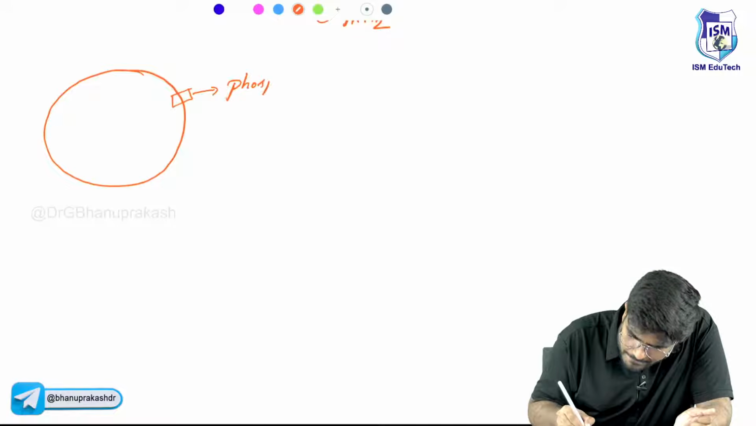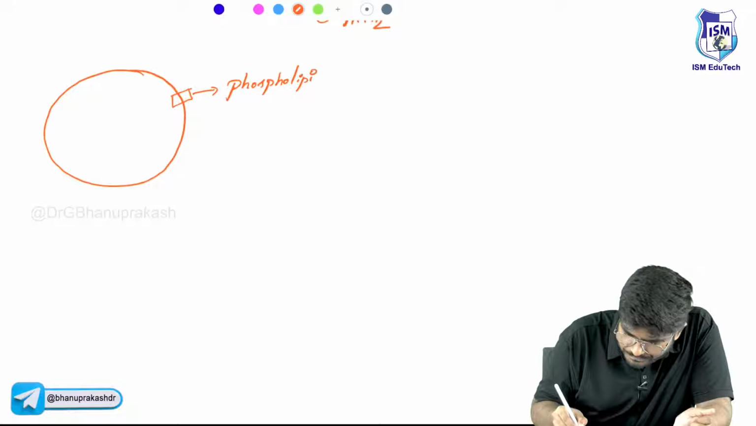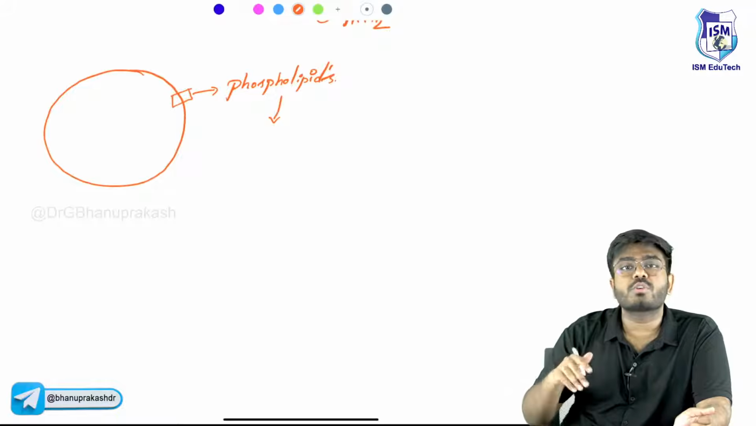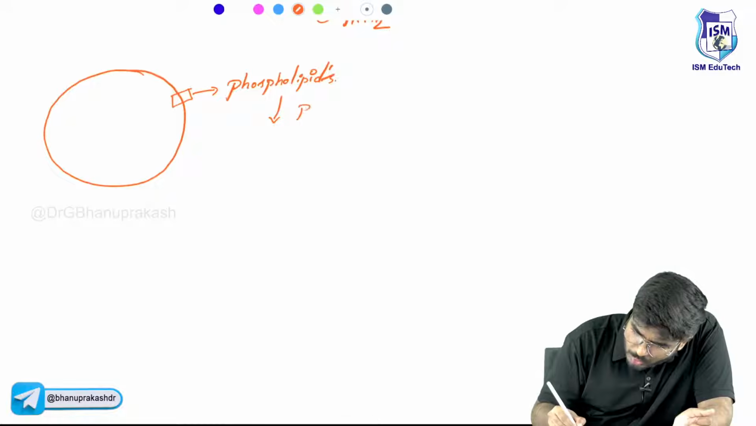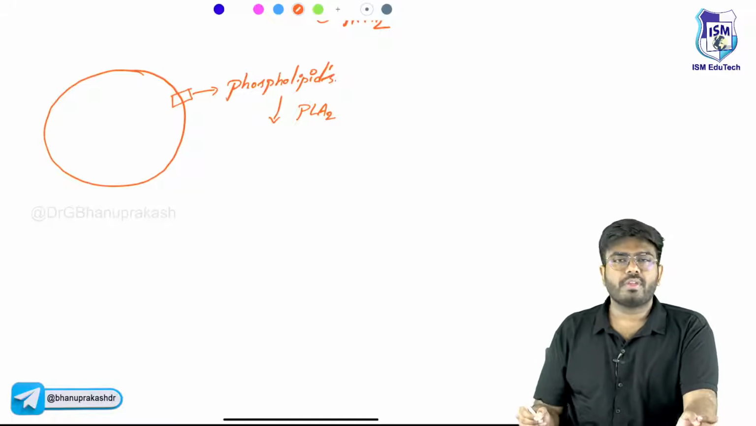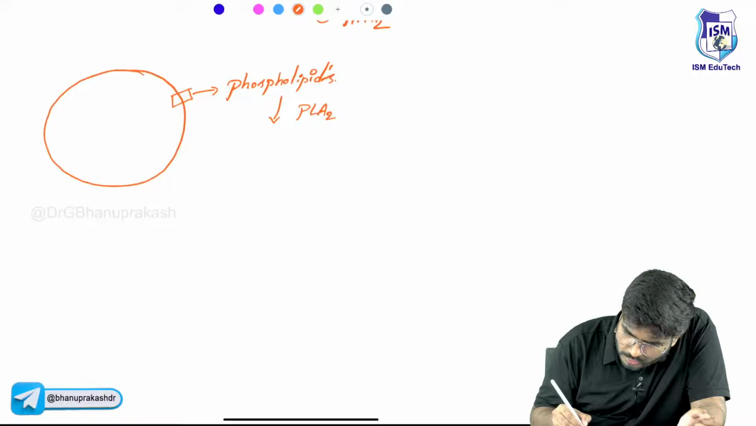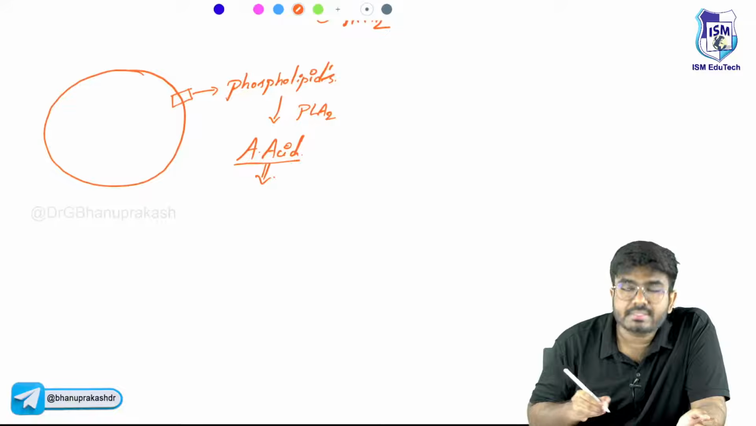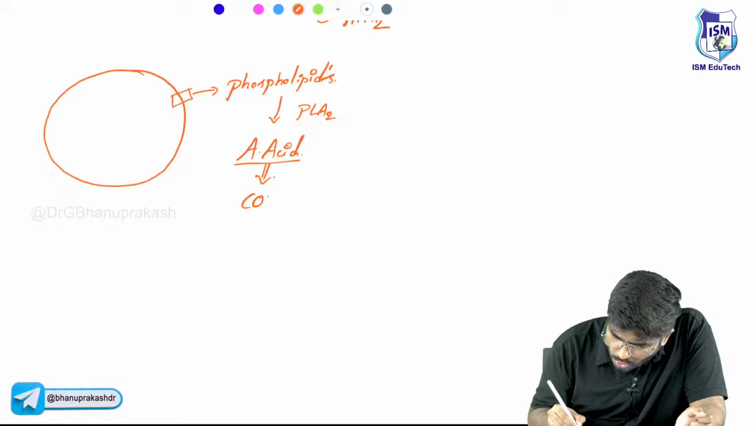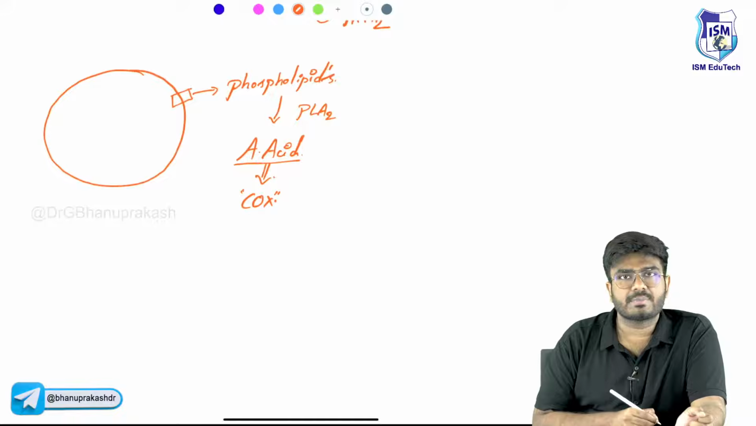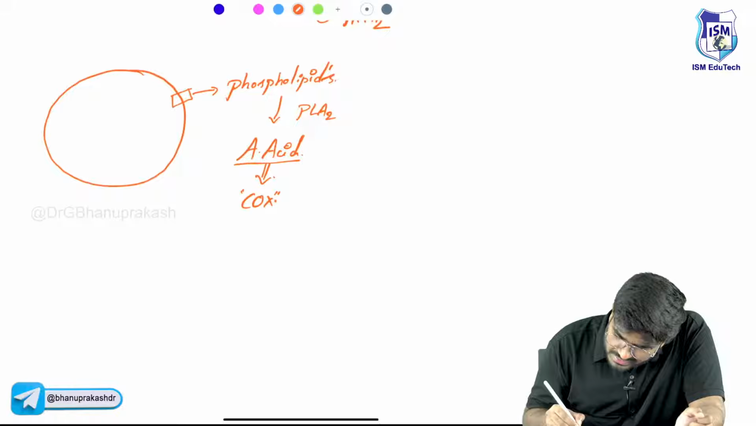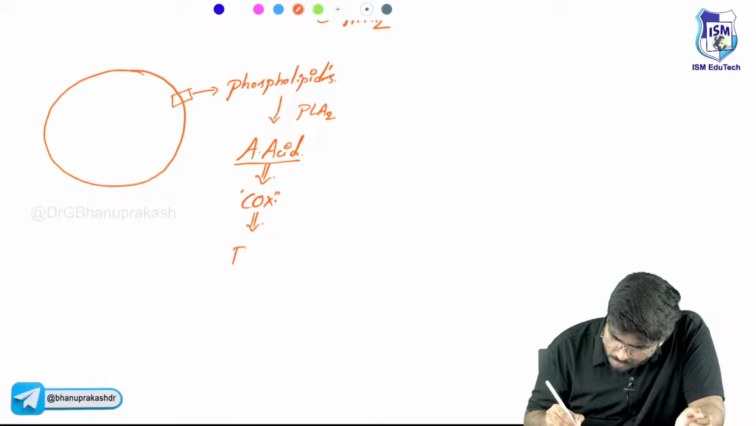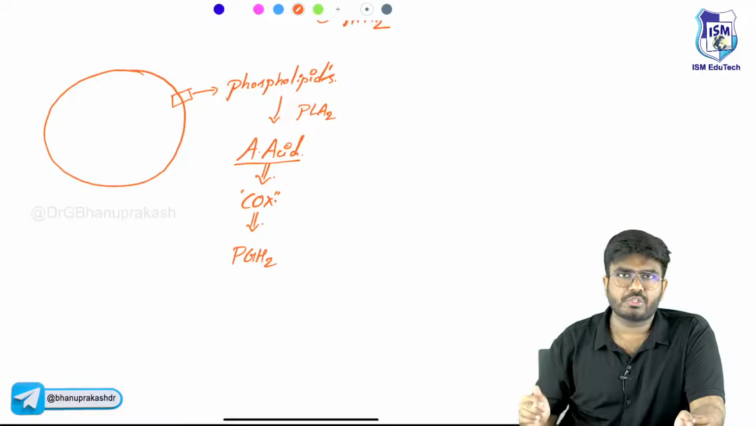Now look what happens. The phospholipids are going to break down. This platelet breaks down its own phospholipids with the help of an enzyme called phospholipase A2. These phospholipids are converted into arachidonic acid. This arachidonic acid then enters the cyclooxygenase pathway. After the cyclooxygenase pathway, you are going to have prostaglandin G2 and prostaglandin H2.